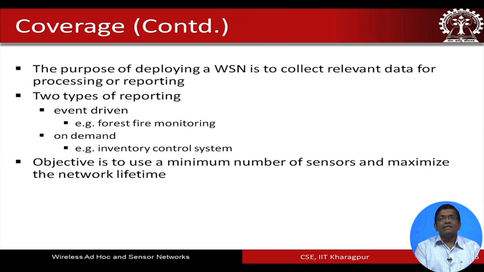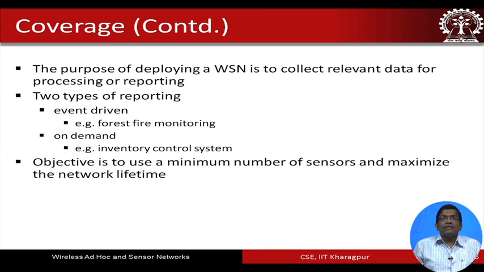The purpose of deploying a wireless sensor network is to collect relevant data for processing or reporting. There is some event, the sensor nodes detect that event, sense it and relay that information to the base station or the sink node, and that is event driven. This is one type of reporting. The other type is, for example, what happens in inventory control systems. From the sink node or the base station you send a query, and the sensor nodes that are deployed send a response back. So, that is on demand. On demand, a query is sent and a response is received back.